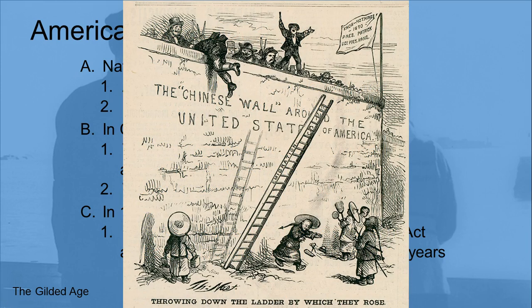Now, not everybody is on board with this idea of the Chinese Exclusion Act. This cartoonist, one of my favorite political cartoonists, Thomas Nast, we've seen a couple things by him. He believed the Chinese Exclusion Act was a mistake, and he's saying as much with this cartoon here, the Chinese Wall around the United States of America. Everybody knew about the Great Wall of China, and what are we doing here? We're throwing down the ladder by which they rose. They, referring to these people up here. How did they rise? They rose through immigration. And now they've gotten up here. They're not going to allow these people to come up either.